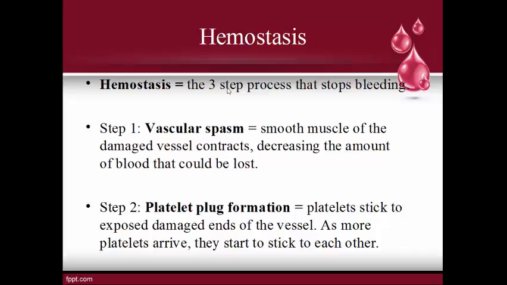The next step, platelet plug formation. This is where platelets will stick to each other and stick to the ends of the damaged vessel. This is the very beginning of the plug to help stopping the blood loss. Because if there's a hole there, that hole has to be filled. So it's initially filled with platelets.